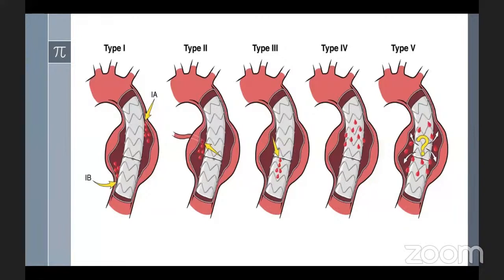Yes, yes. Okay. And type 5 is the endotension in the stent itself, which also is without a notable cause.